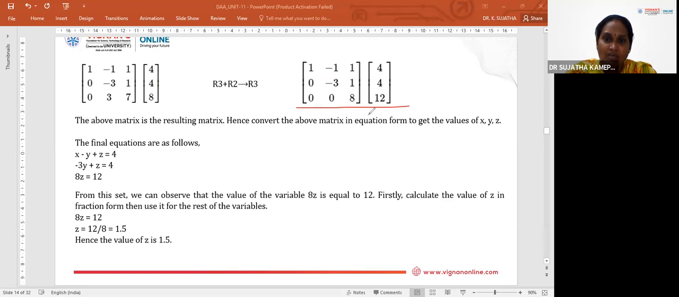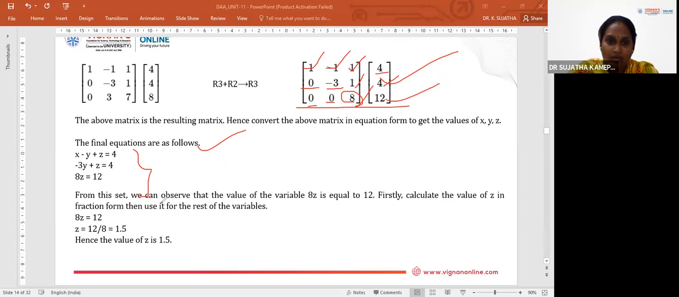Now, from the reduced matrix, how can I write the equations again, how can I transform the given equations? The final equations are x plus minus y plus z is equal to 4. Here the x term is not present, so minus 3y plus z is equal to 4. Here x and y terms are both not present, only the z term is present, so 8z is equal to 12. These three equations are written. Now we have transformed the given original equations into this simplified form.